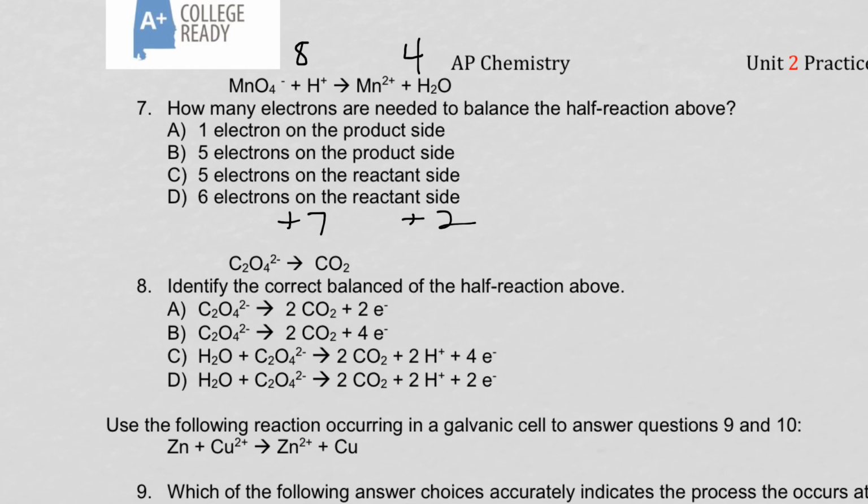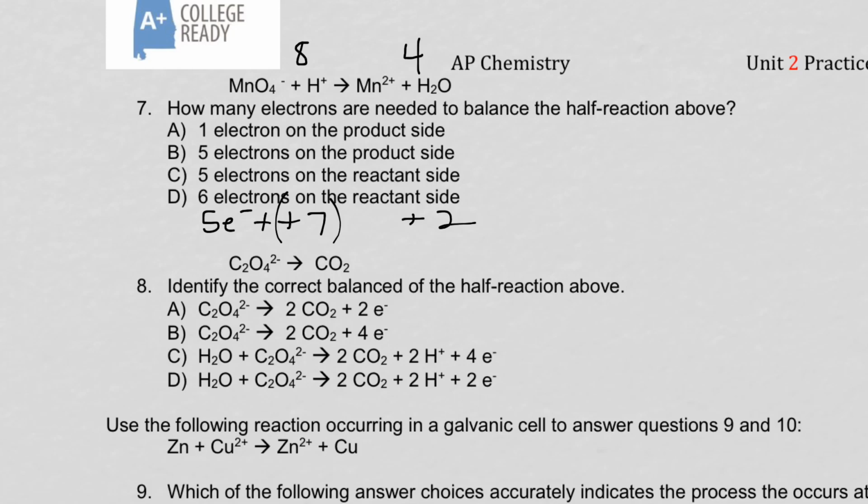So to get those charges to be the same on both sides, we would need to add electrons to reduce that +7 on the reactant side. So we would need electrons, and the correct amount would be 5 electrons. Because if we add 5 negatives to +7, then we would equal +2, and both sides would be the same. So that would give us the answer of C being correct.